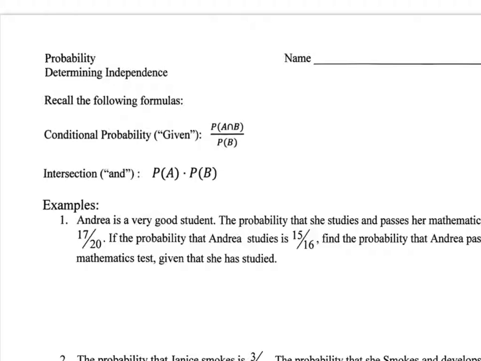Today we're going to be determining independence. Initially, we are going to be using this formula to make sure you remember how to use it. And then I would like you to recall how to figure out this formula. Remember, intersection is the and. It's this one that looks like an A without the line through it. And it's just simply multiplying the two probabilities together.